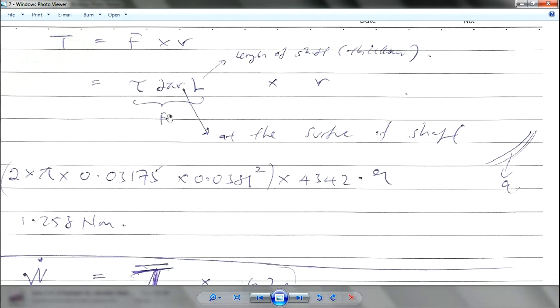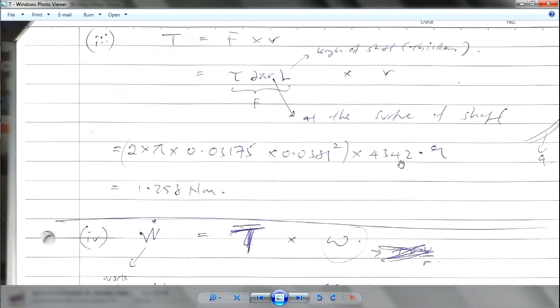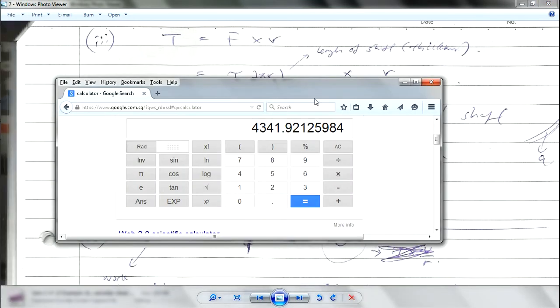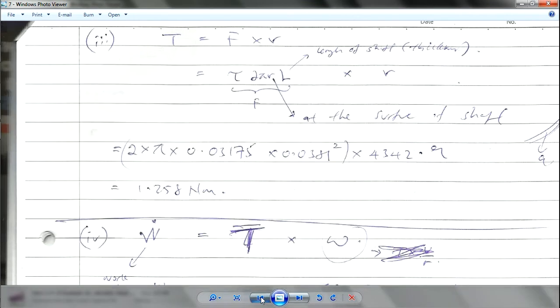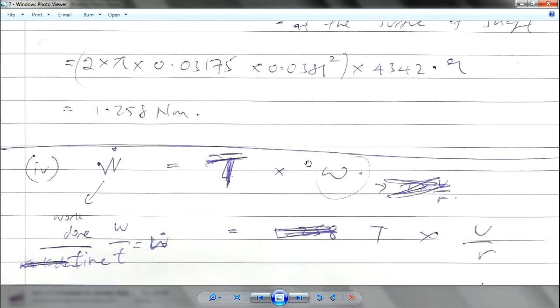So this is what we have over here. We know this is the force, this is the length of the shaft, and at the surface of the shaft this is the radius. Then this is the shear stress. We know our shear stress is 4342.9. If you remember our Google value was 4341. If you still don't believe, come back to our earlier working, 4342.9. So I use the same values and just throw them in.